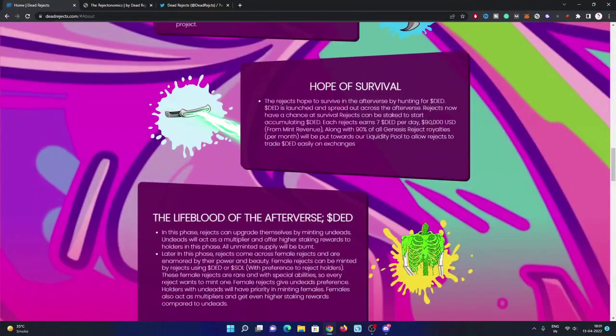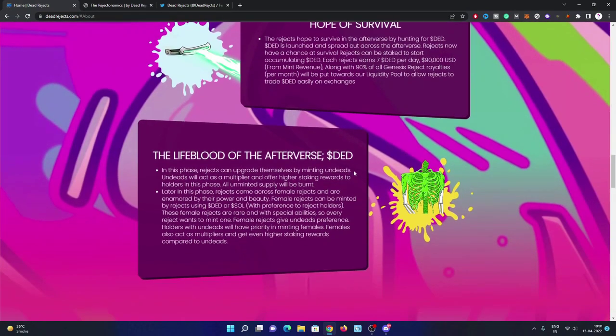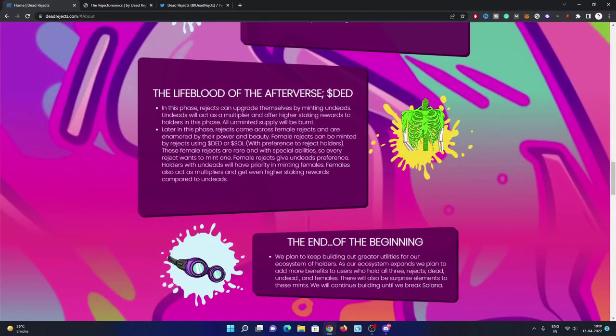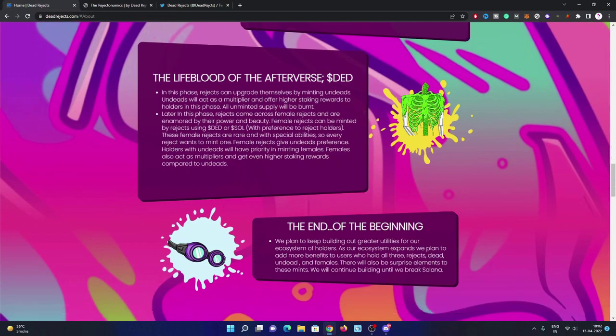Hope of survival. They are going to launch their DEAD token also. Then each reject earns 7 dead per day. There will be a staking system also. 90k USD from mint revenue will go to their liquidity pool, the lifeblood of the afterwards, dead. In this phase, rejects can upgrade themselves by minting undeads. Undeads will act as a multiplier and offer higher staking rewards to holders in this phase. All unminted supply will be burned.